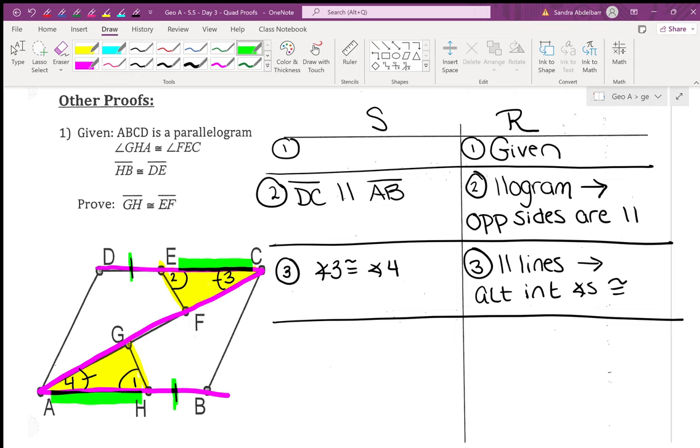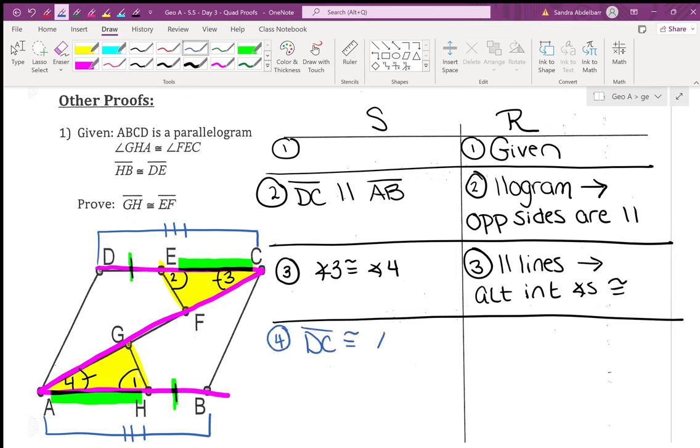Vincent? Opposite sides are congruent for parallelogram. Good. So Vincent's getting us started here. So in a parallelogram, opposite sides are congruent. So which sides do you think I would declare congruent? Livy? Good. We would say DC is congruent to AB. So step number 4, DC is congruent to AB, right? And how do we write down the property? You got it. Parallelogram yields opposite sides congruent.